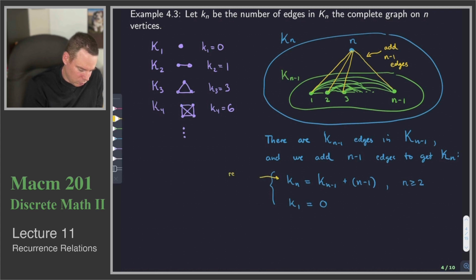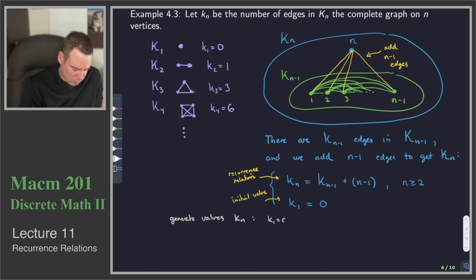So this is what we call a recurrence relation for the sequence of edge counts, and our initial value. Now those two bits of information are enough to determine the sequence. So we could generate the values k sub n from those two bits of information. We've got k sub 1 is 0. What is k sub 2? Well, k sub 2 is k sub 1 plus 1. That's what the recurrence relation is telling us. So it's 0 plus 1, or 1.